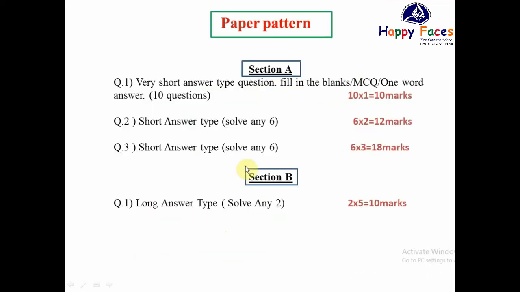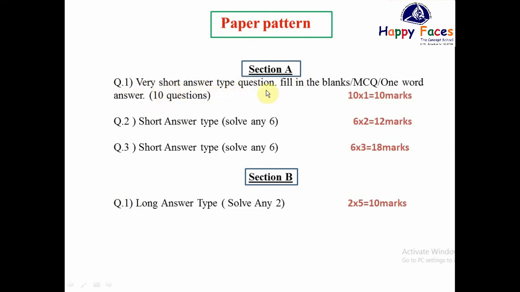Now let's discuss the paper pattern. Before we begin, please note that this paper pattern is taken from previous year question papers and is not officially declared by CBSE. The question paper will be divided into two sections, section A and section B. Section A contains 3 questions and section B contains 1 question. The first question of section A is a very short answer type question, that is fill in the blank, multiple choice question or one word answer type. 10 questions will be asked for 10 marks, 1 mark each.